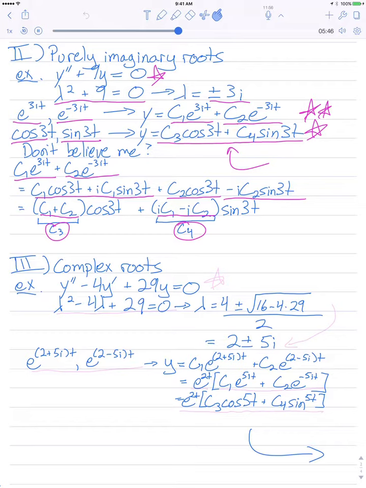All right, here's another case. This is the case of complex roots. So an example is y double prime minus 4y prime plus 29y equals 0. So the characteristic equation is lambda squared minus 4 lambda plus 29 equals 0. And using the quadratic formula, if we simplify a little bit, we find that lambda is 2 plus or minus 5i. So here's the fundamental set of solutions.